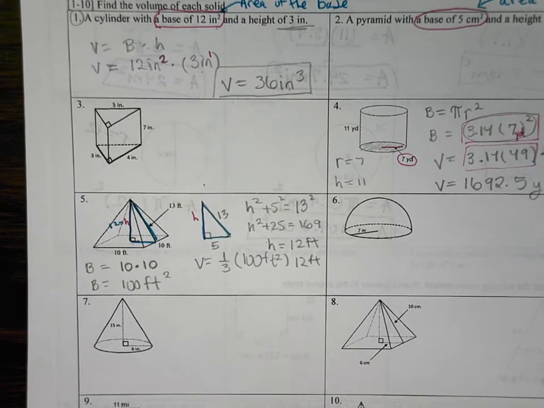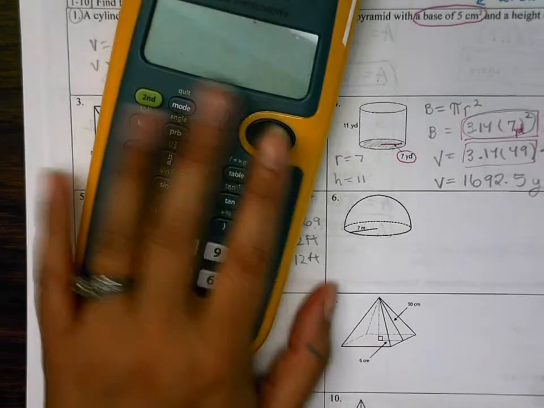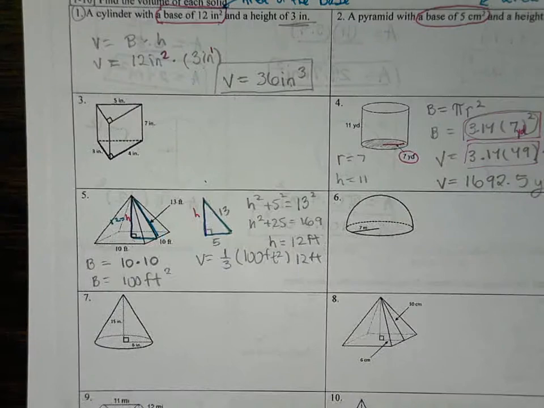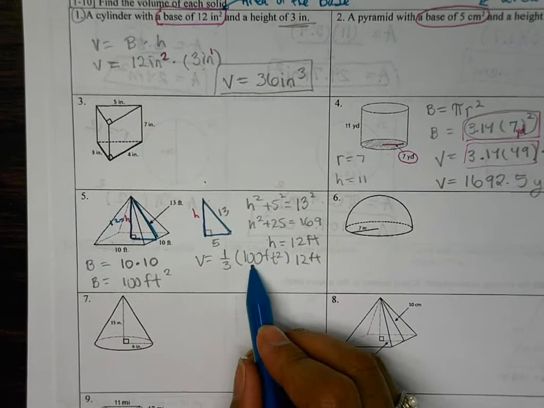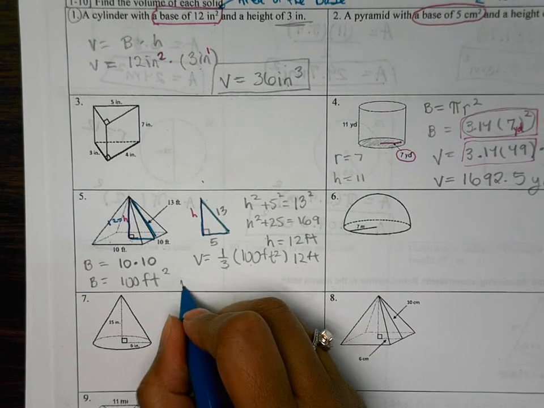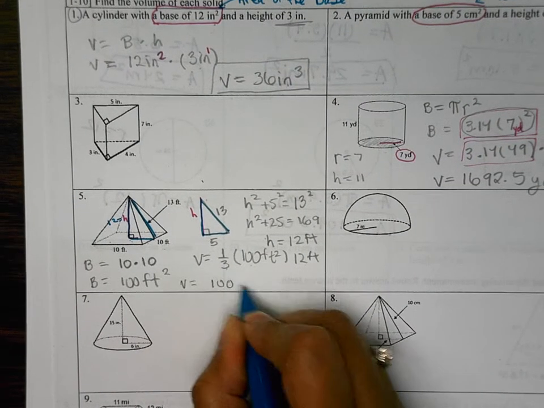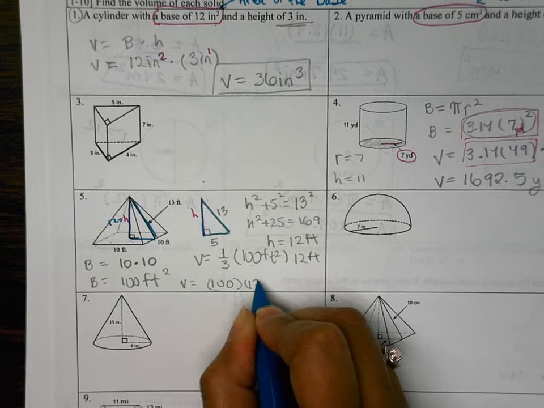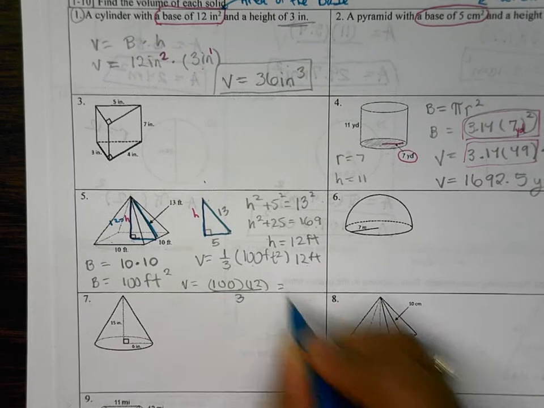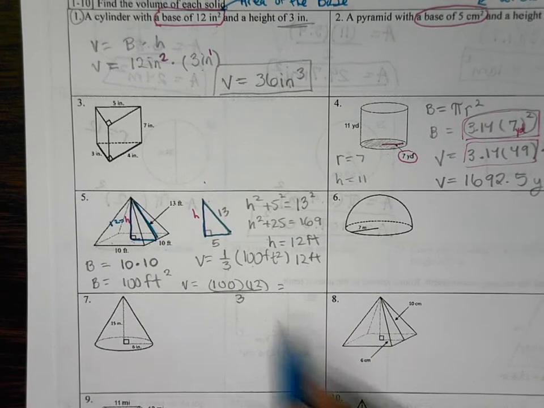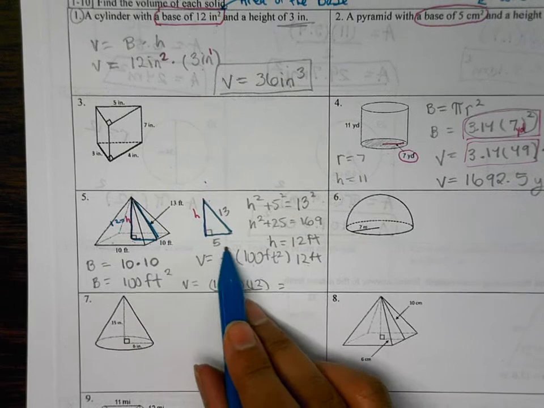All right. So the way you would type this in your calculator, especially if you don't have a fraction key or you don't know how to use it, you do 100 times 12 divide by 3. That's what you plug in your calculator. 100 times 12 and then divide by 3.